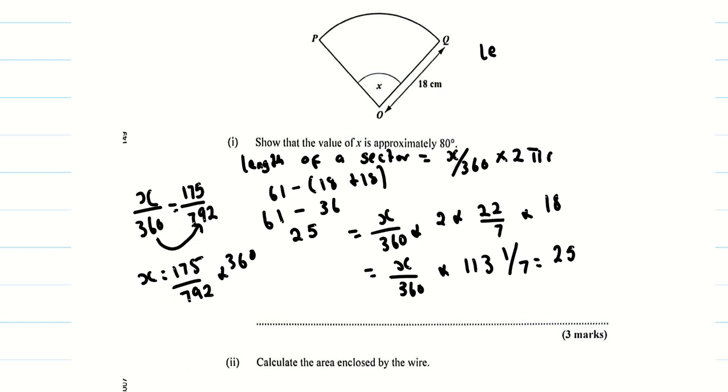And you are getting, they said approximately, yeah? So the answer that you're getting is 79.54. And if I were to approximate this, I would get 80 degrees. Right? And that is how you would do this question, by simply making x the subject.